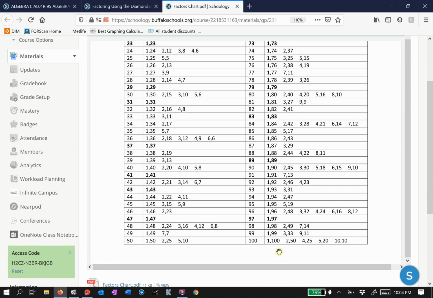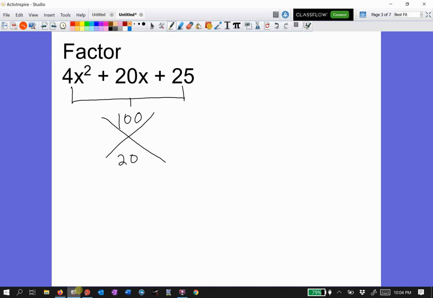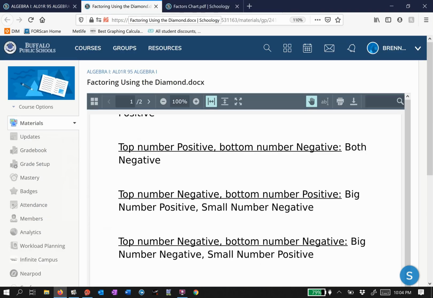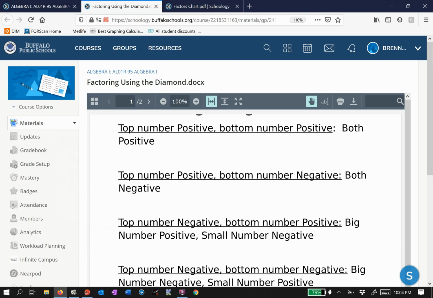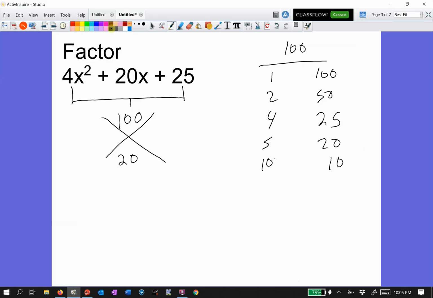Let's find it. So we got 1 and 100, 2 and 50, 4 and 25, 5 and 20, and 10 and 10. Excuse me. So, write 100 over here. Positive on top, positive on bottom. Okay, top number positive, bottom number positive. They're both being positive. And then I'm just going to add these up.